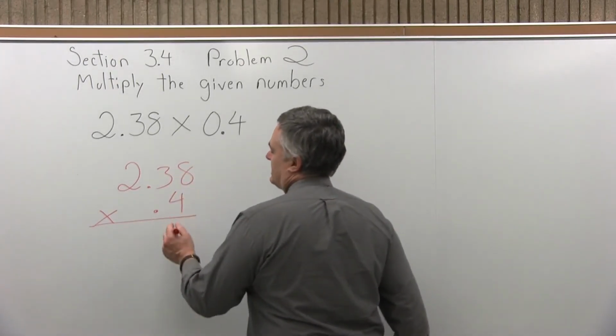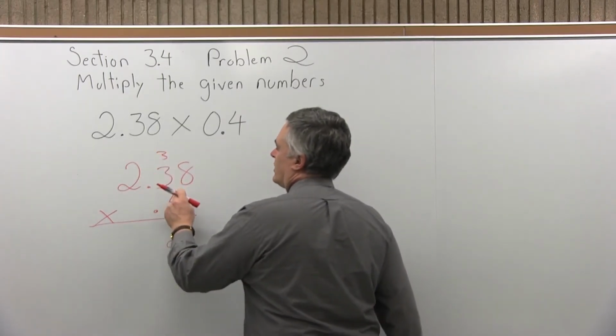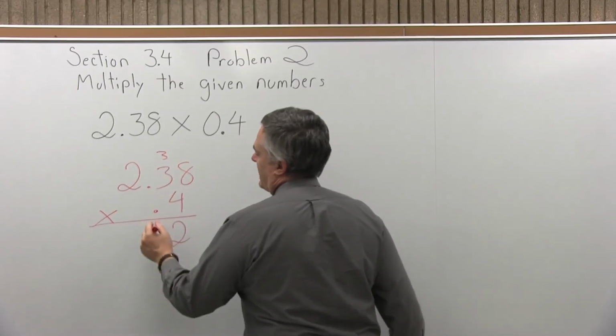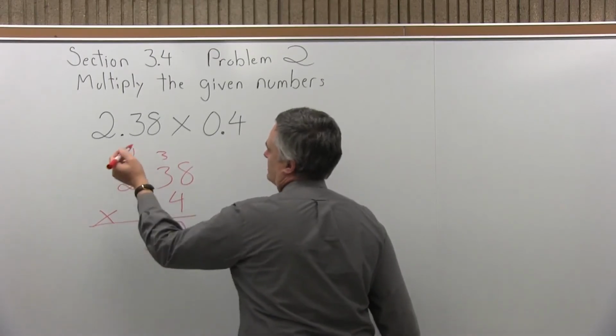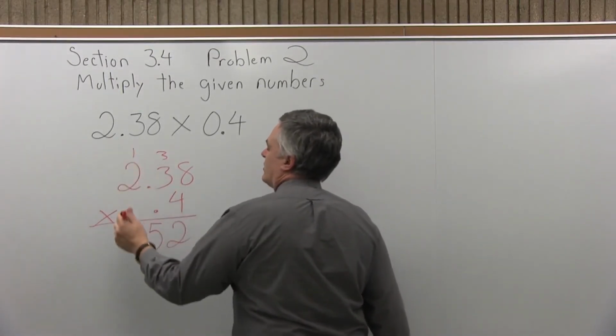So 4 times 8 is 32. Write the 2, carry the 3. Next we'll do 4 times 3 is 12. 12 plus 3 more is 15, I should say. Carry the 1. 4 times 2 is 8. 8 plus 1 more is 9.